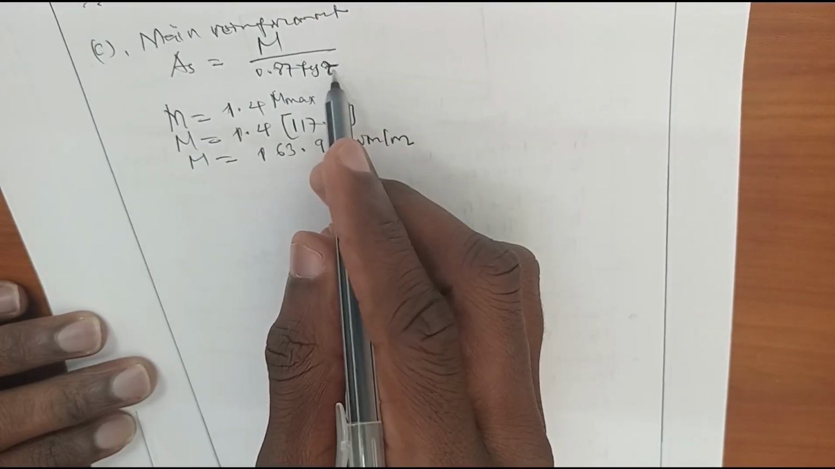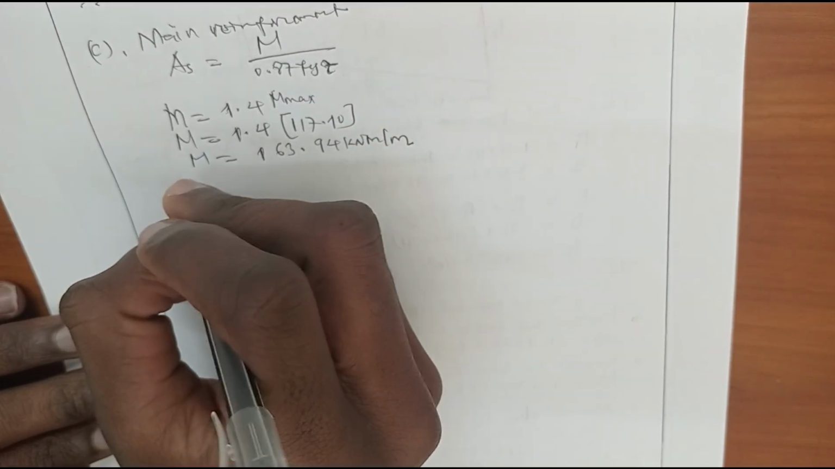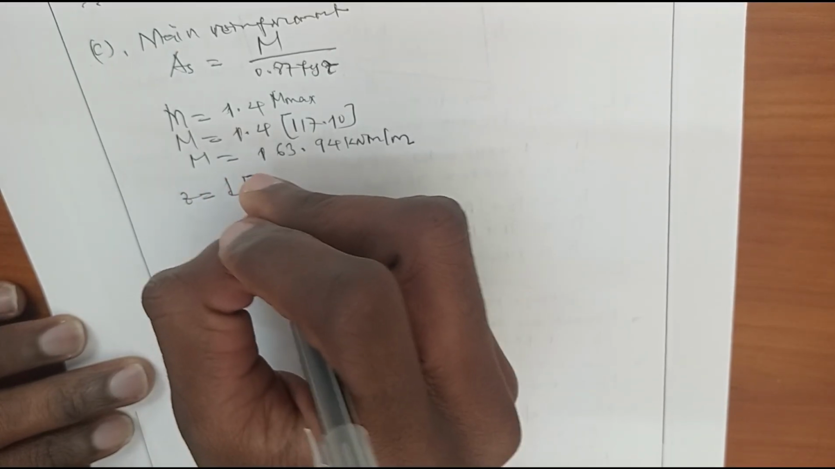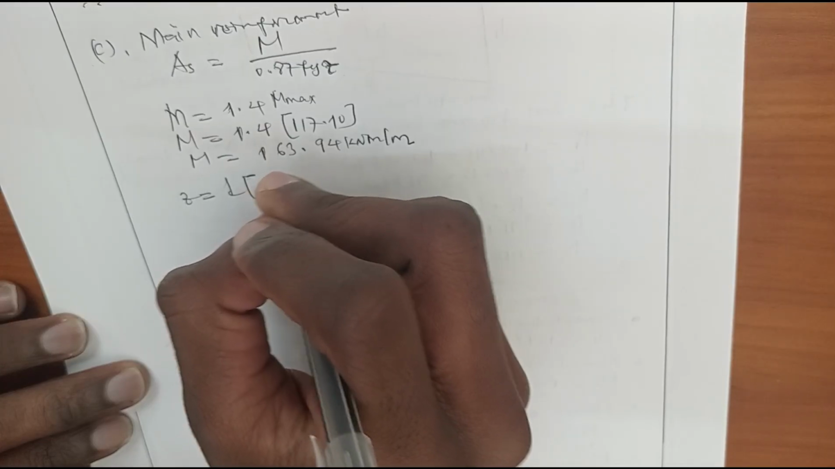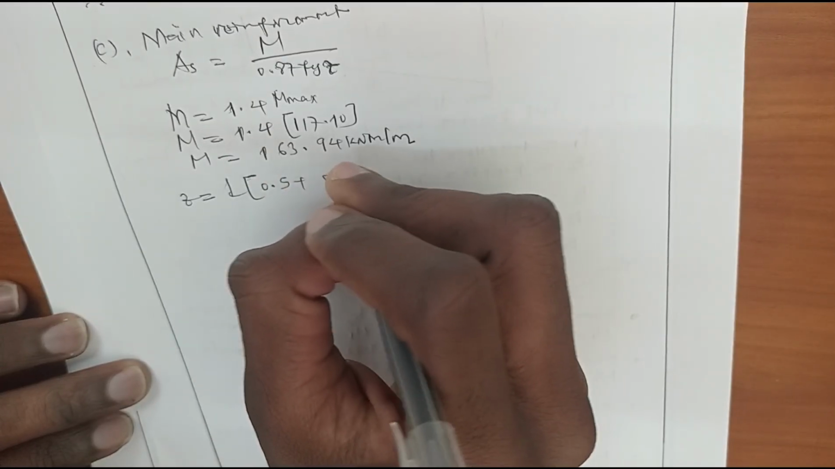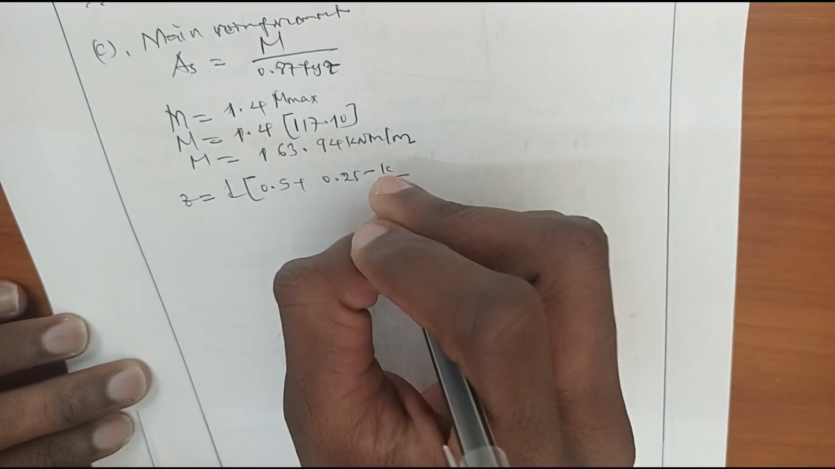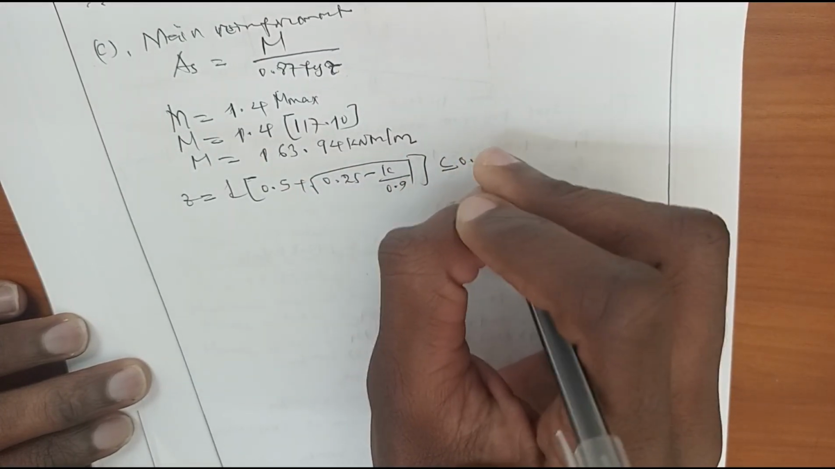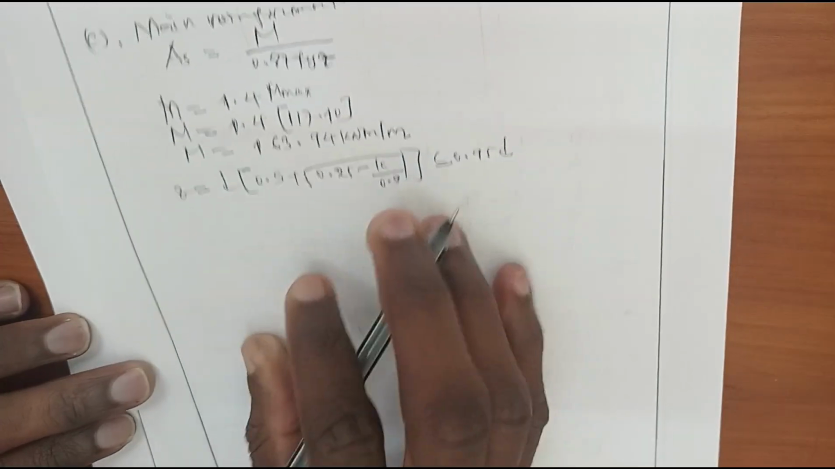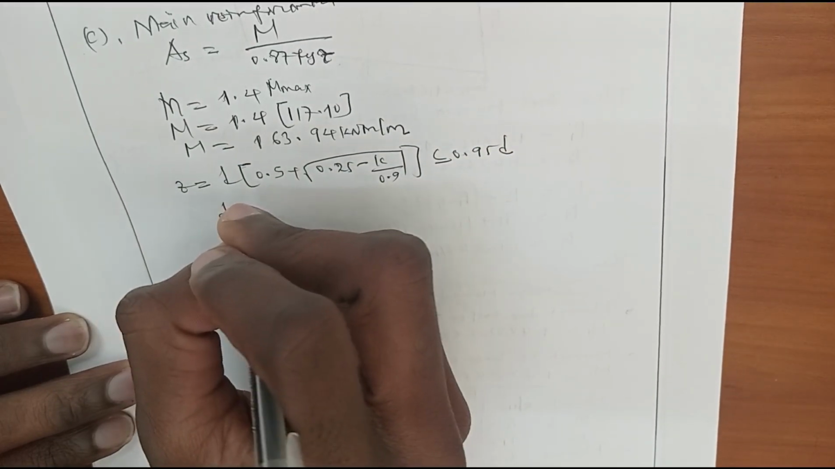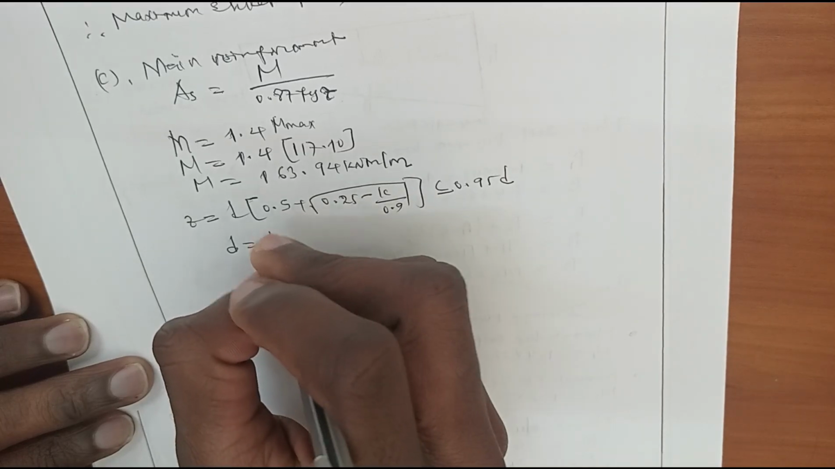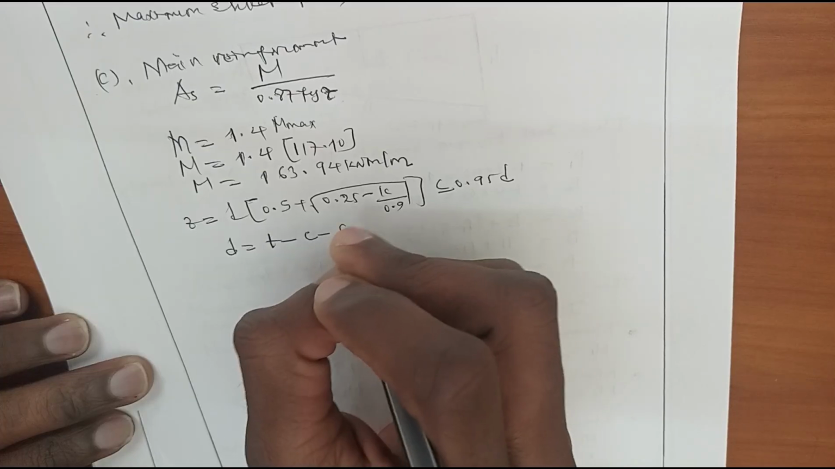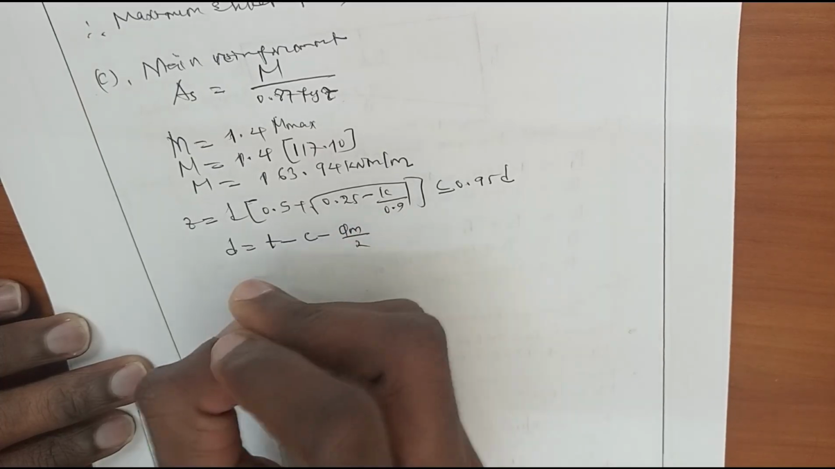Now, let's determine the value of z. The value of z is obtained by using this formula: effective depth times the bracket 0.5 plus the square root of 0.25 minus K over 0.9. This should be less than 0.95 times the effective depth. So let's find the effective depth. Effective depth is obtained by taking the thickness of the stem minus cover minus diameter divided by 2.